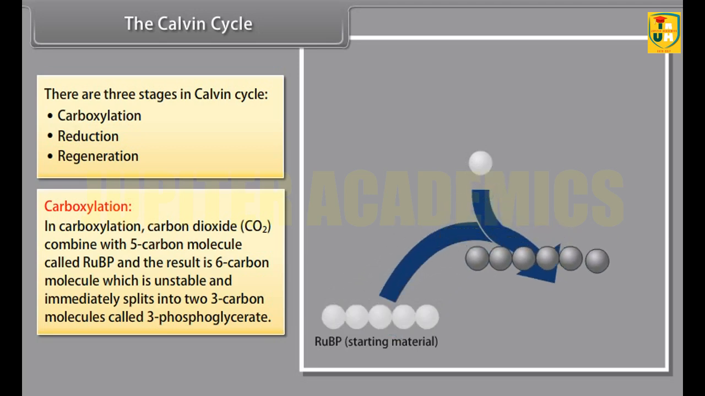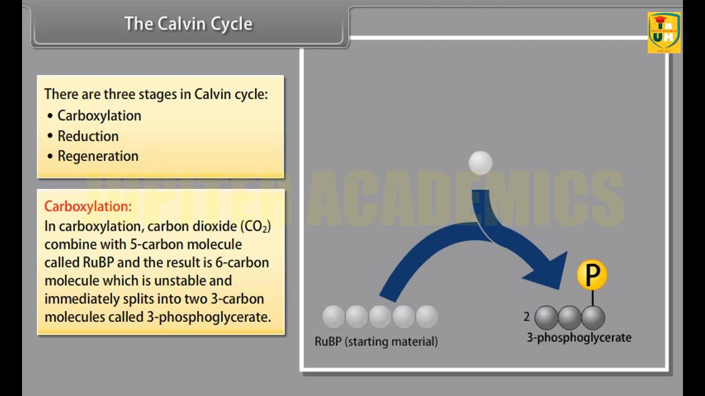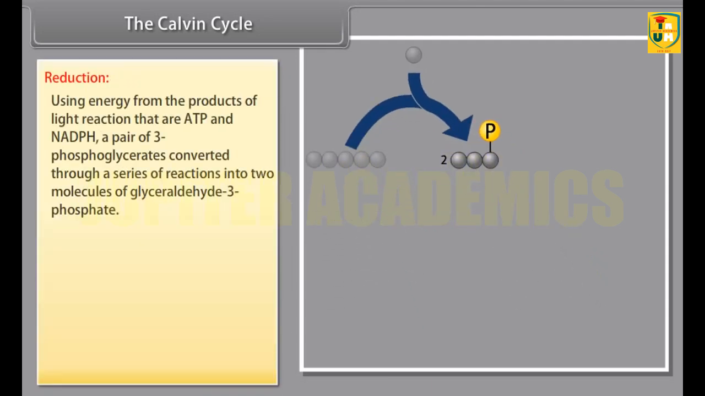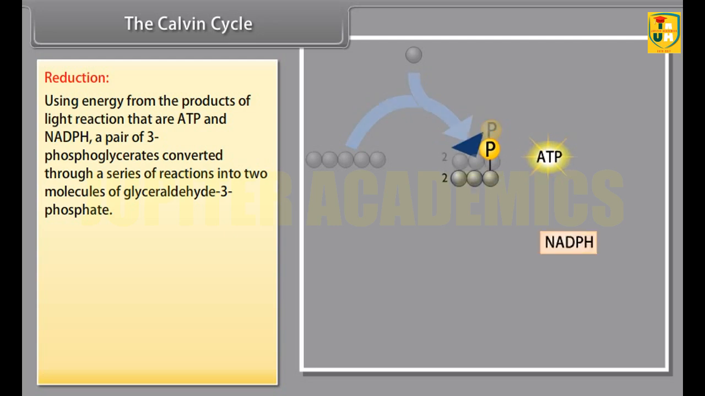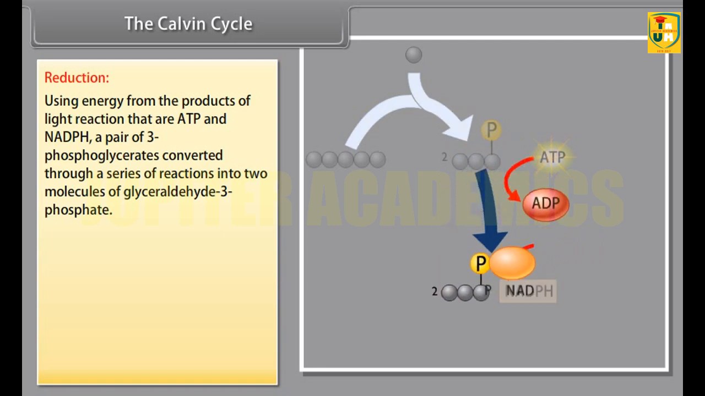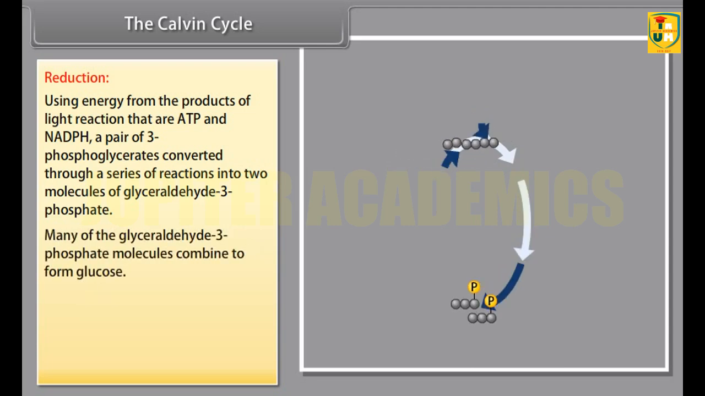molecule, which is unstable and immediately splits into 2 3-carbon molecules called 3-phosphoglycerate. Reduction. Using energy from the products of the light reaction, that are ATP and NADPH, a pair of 3-phosphoglycerates is converted through a series of reactions into 2 molecules of glyceraldehyde 3-phosphate. Many of the glyceraldehyde 3-phosphate molecules combine to form glucose.